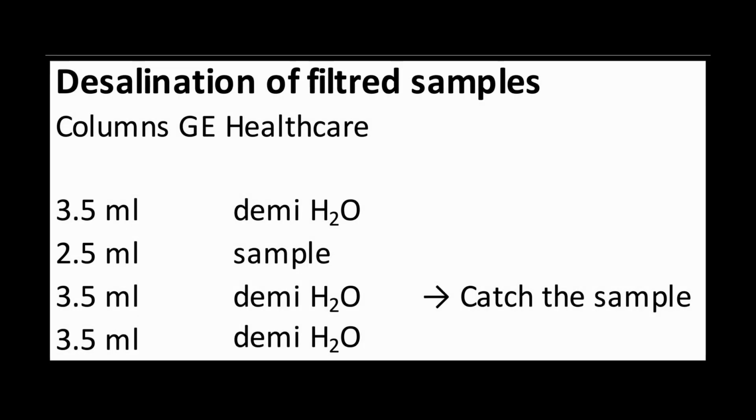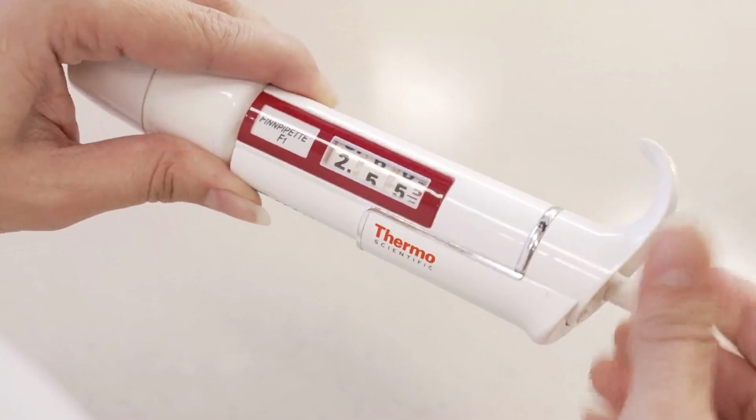The step of desalination follows the filtration. To do so, desalting columns are used. The principle of desalting is based on size exclusion chromatography, so the molecules are separated on the basis of differences in size. You can see the working procedure on the screen.